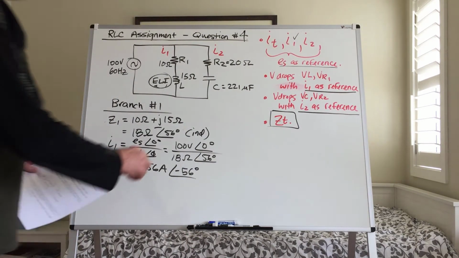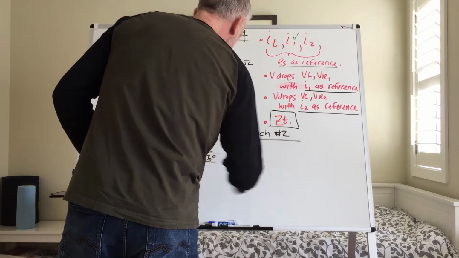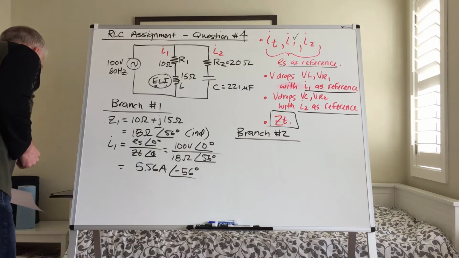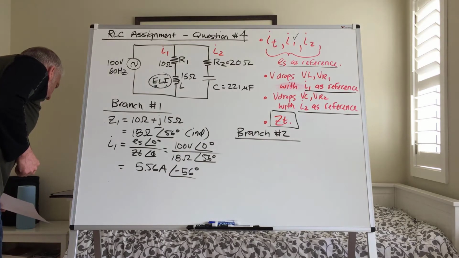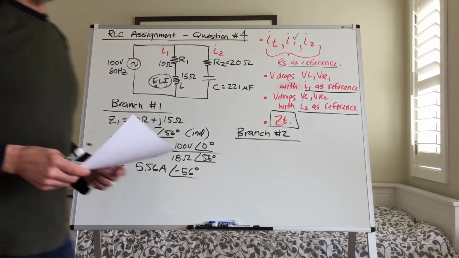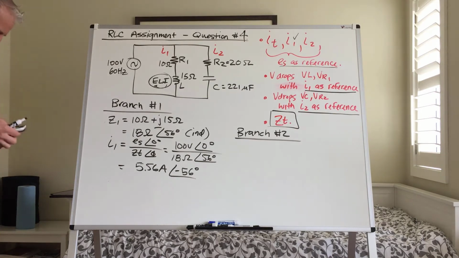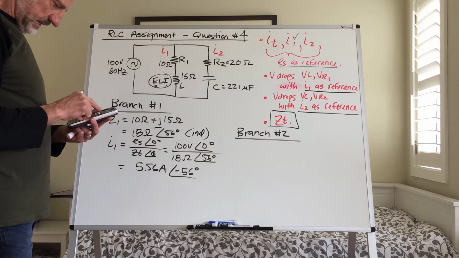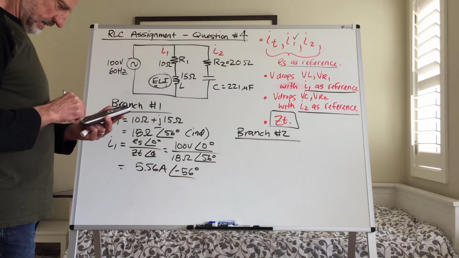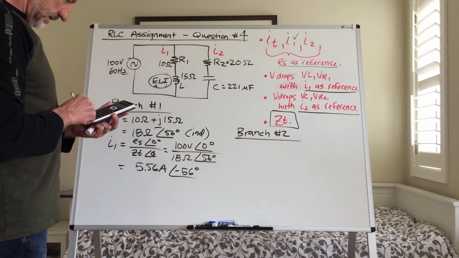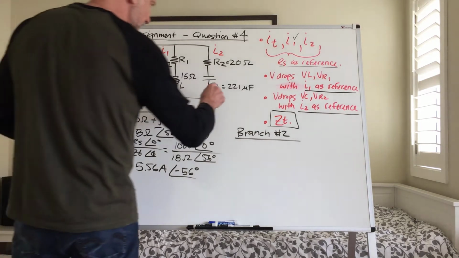Okay, now let's move on to branch 2. Following that same procedure, first of all, we have to figure out our XC value. I have it written down, but let's just calculate XC now. We know that's going to be 1 divided by 2π times the frequency times 2 times 10 to the minus 6. Works out to 12 ohms. So let's put that in here.